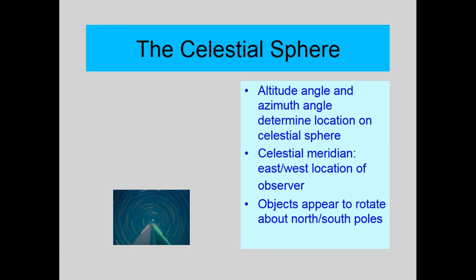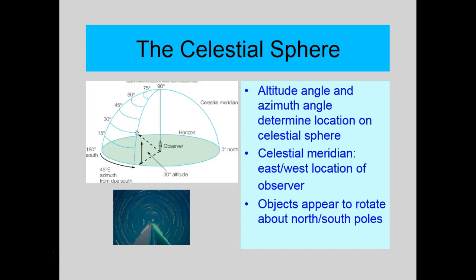Now, the ancients didn't know that. Okay? They thought they were actually moving. They were a lot like teenagers. They thought they were the center of the universe. Oh, I didn't say that. Okay. No. All right. But that's how they thought. Objects appear to rotate about that north-south pole because we're spinning around that north-south axis. Okay. Is this kind of making sense?